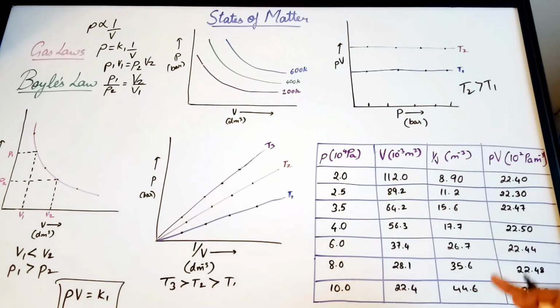So we can see that the experimental data which is obtained actually follows Boyle's law. So with that, we're done with the graphical representation as well as the experimental verification of Boyle's law.